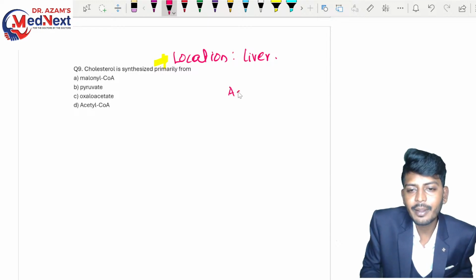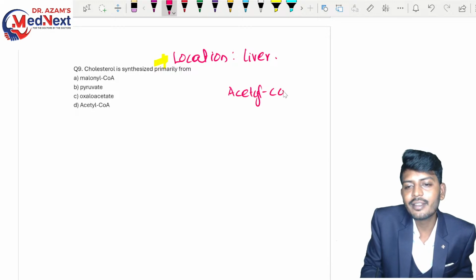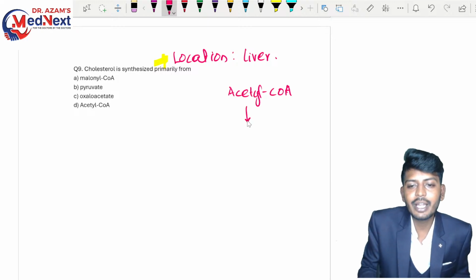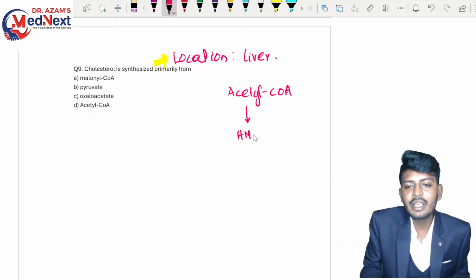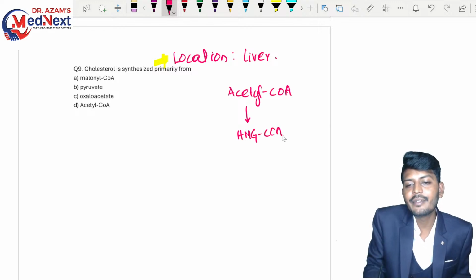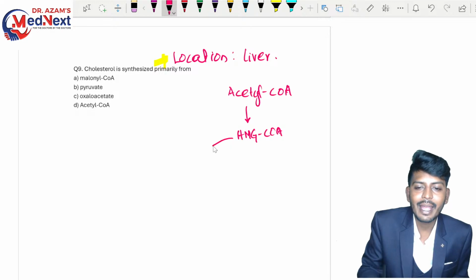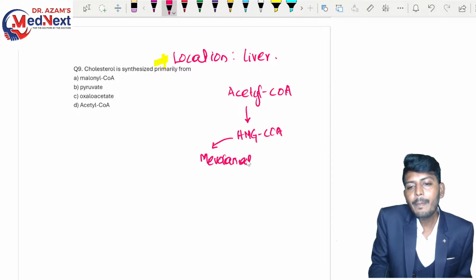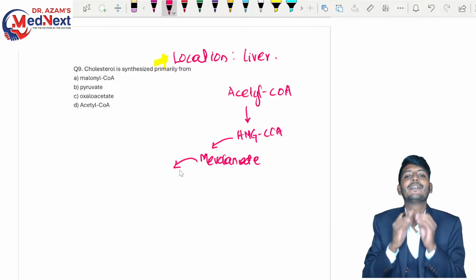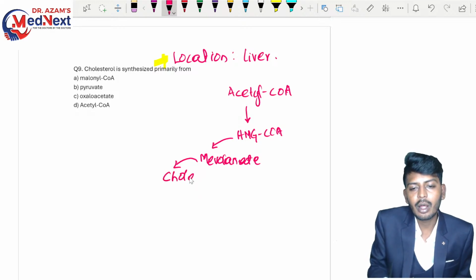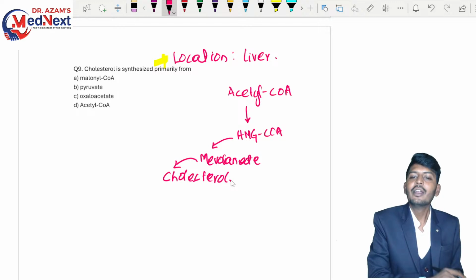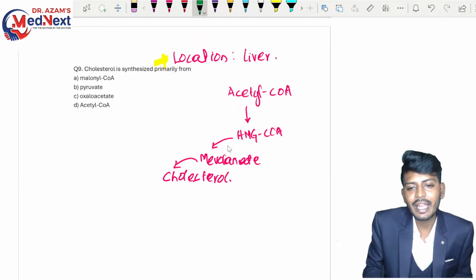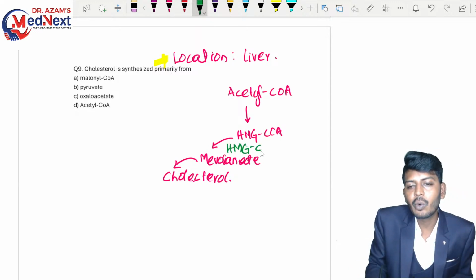So remember, you have something called acetyl coenzyme A. Acetyl coenzyme A will get converted into something called HMG CoA. HMG coenzyme A will get converted into mevalonate. This mevalonate will get converted into cholesterol. For acetyl CoA to HMG CoA, and HMG CoA to mevalonate, this conversion needs an enzyme, HMG CoA reductase.